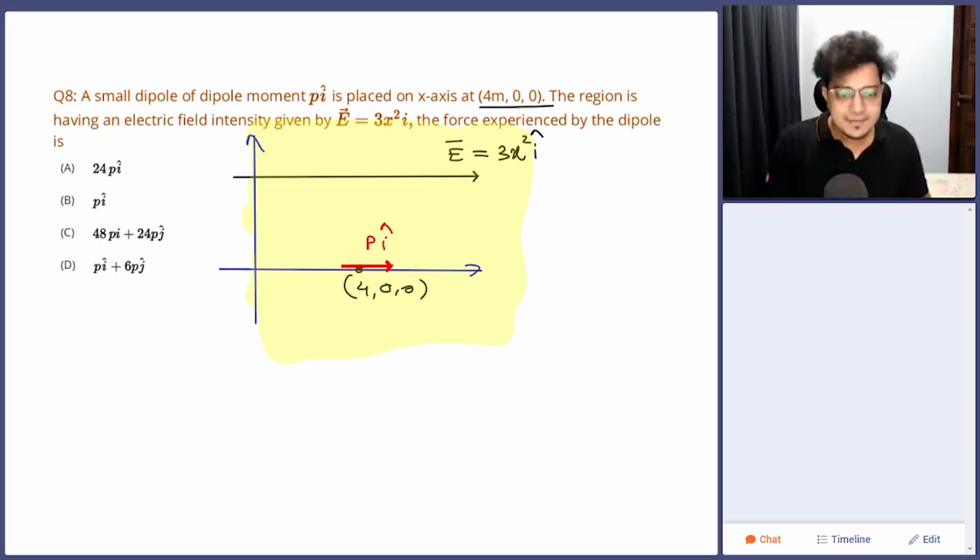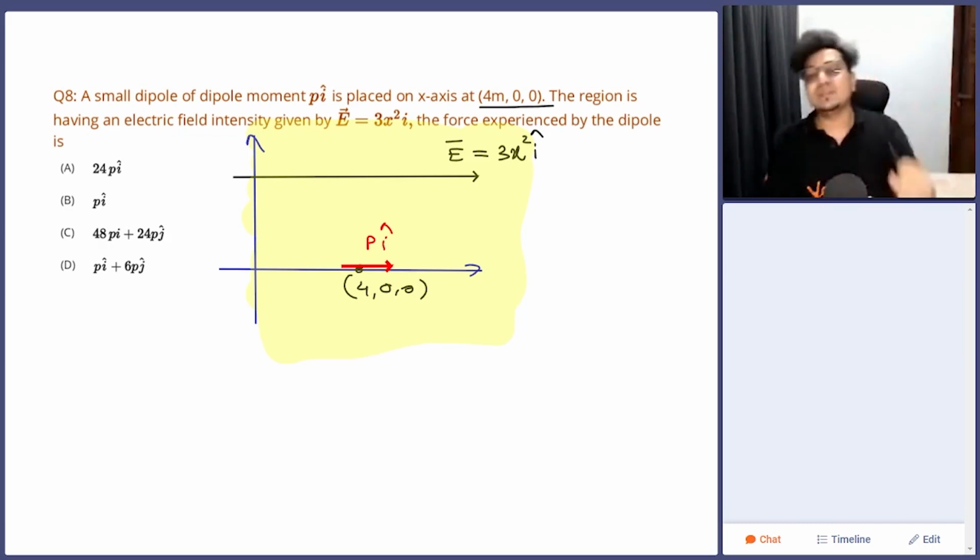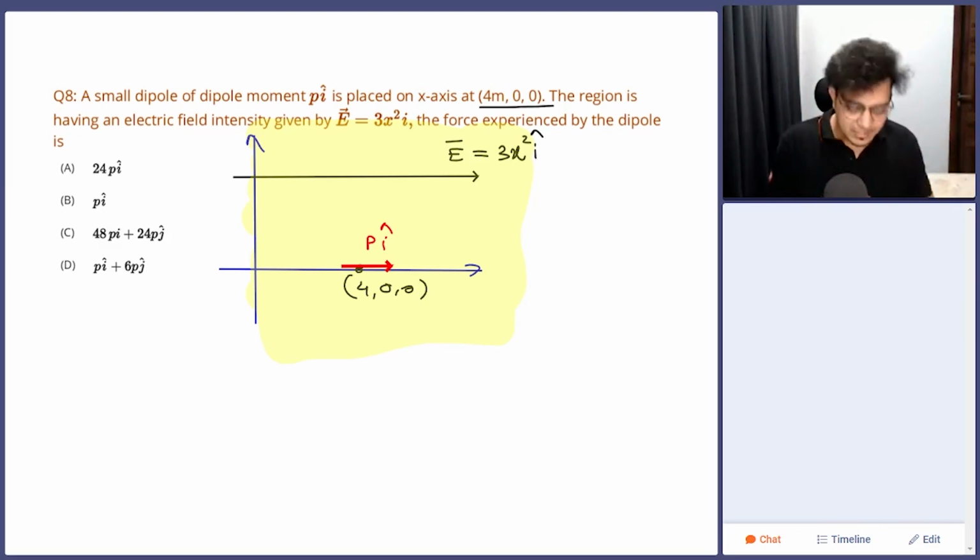Okay, cool. So what we can do here? We know the electric field, we know the dipole moment, and we have to calculate the force experienced by the dipole. So here we can go for calculation of the potential energy of the dipole in the external electric field. The potential energy of the dipole, the formula is U equals minus P bar dot E bar.